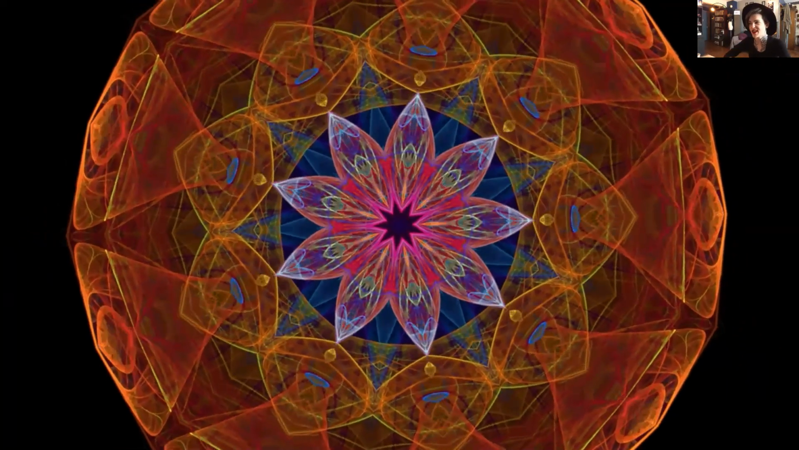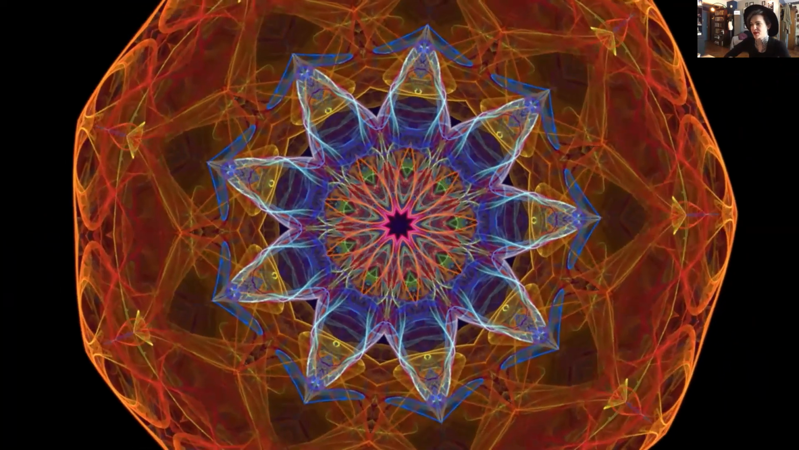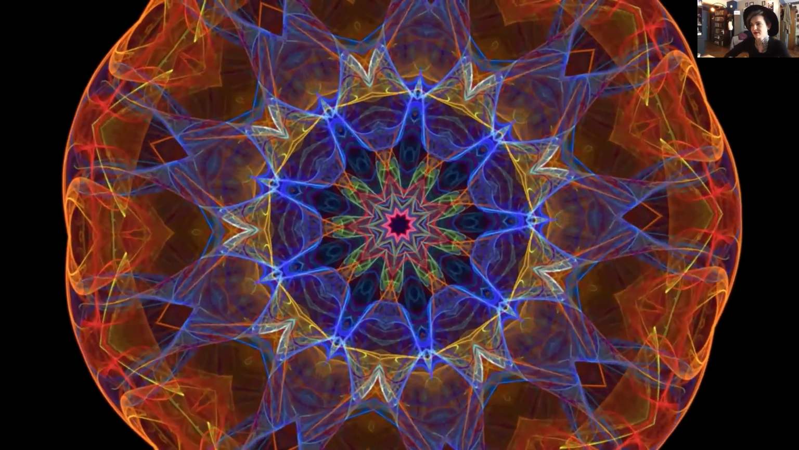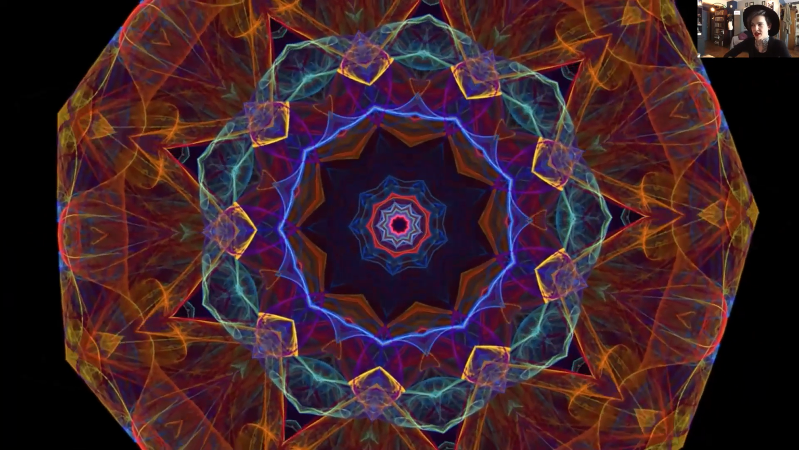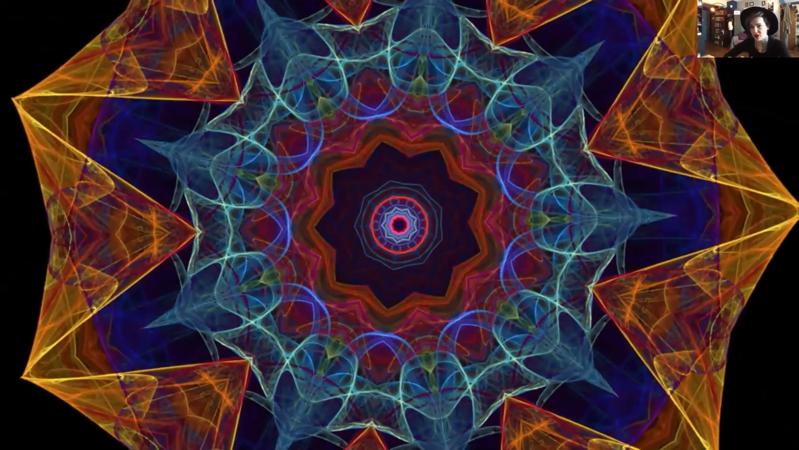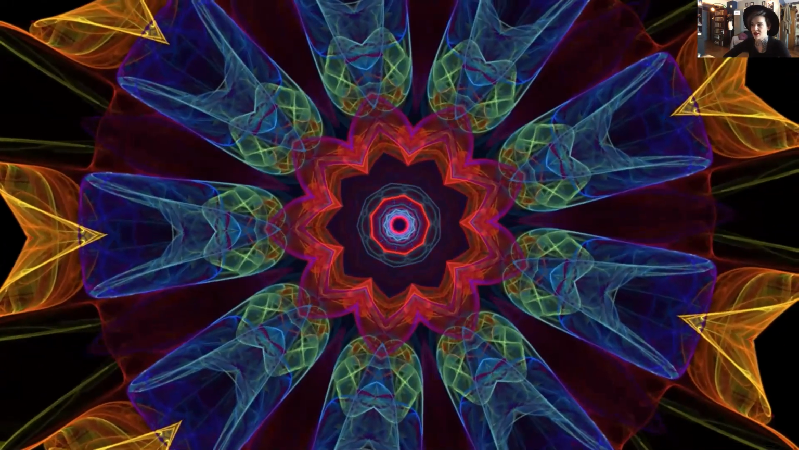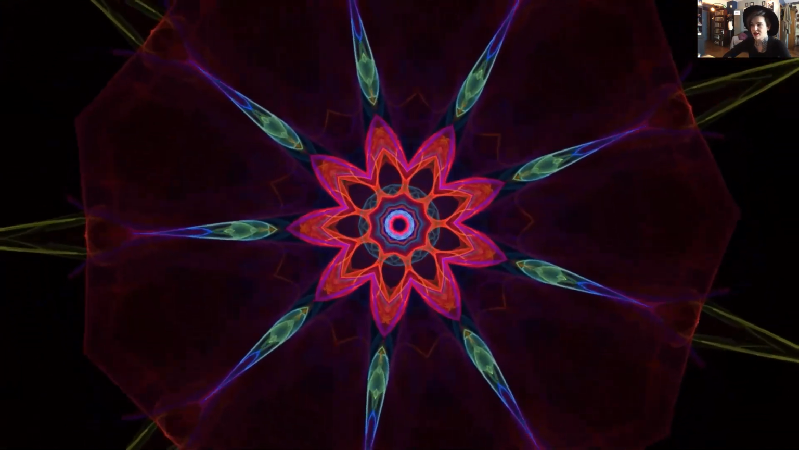Okay, so here is some footage of a kaleidoscope. We have these shapes and colors that slowly morph into other shapes and colors.